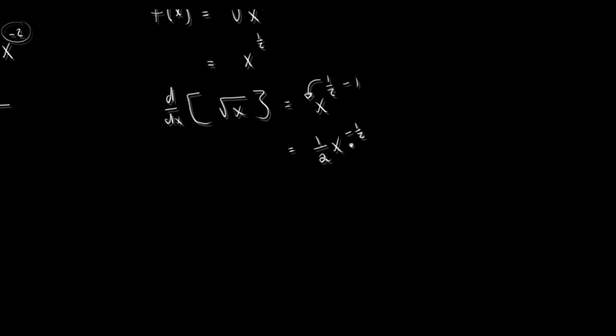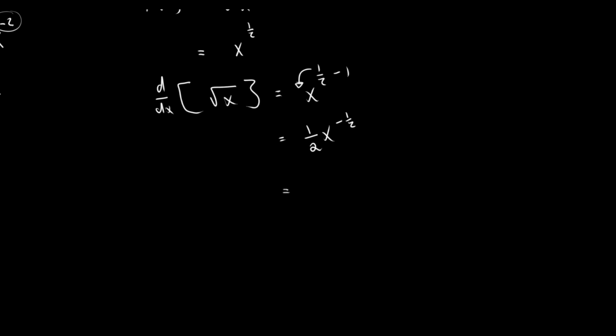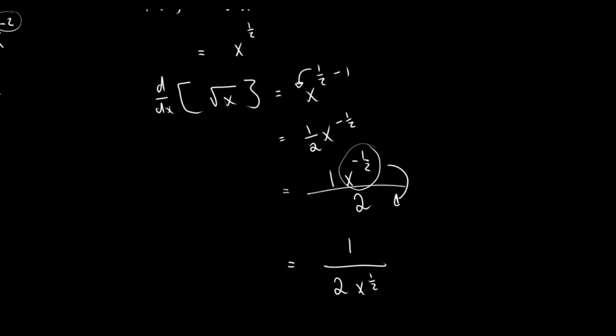So what do I do now? Well, I'm going to quickly rewrite this a bit more neatly: 1 over 2, x to the negative 1/2. Remember earlier when I said we want to take our negative exponents to the bottom to make them positive? I'm going to do the exact same thing. So it's going to be 1 over 2 x to the 1/2, and then I can rewrite this back in its original form by saying 1 over 2 square root of x.